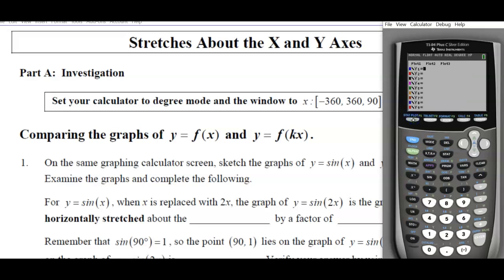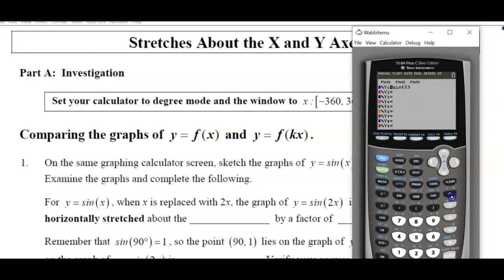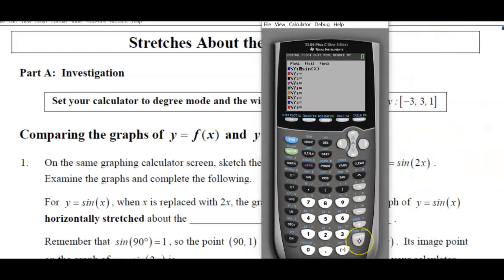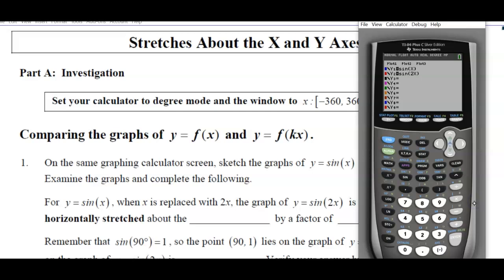So on the same graphic calculator screen, sketch the graphs of y equals sine x. So sine of x, and sine of 2x. Remember, math is not a sin, it's sine. Okay? So, in degree mode, that's why we're going from negative 360 to positive 360. Those are going to be degrees, your x values.